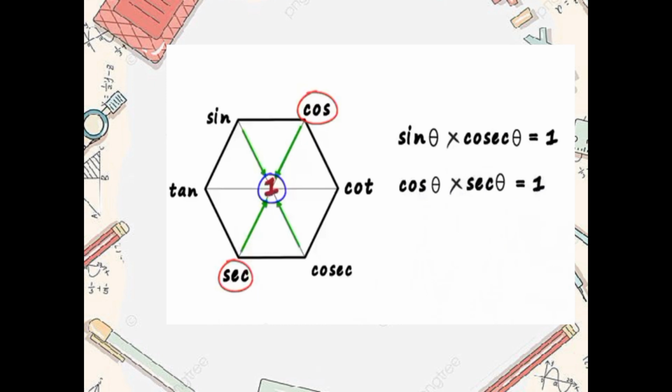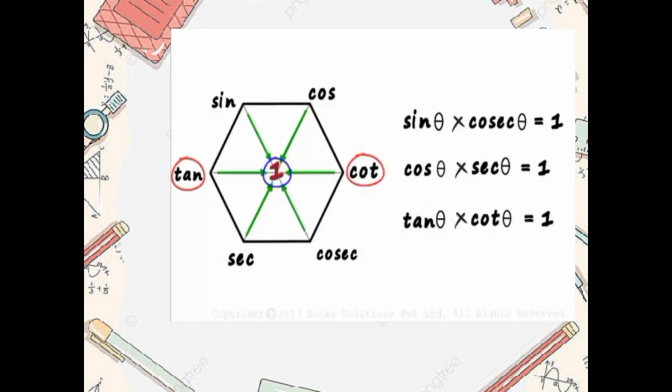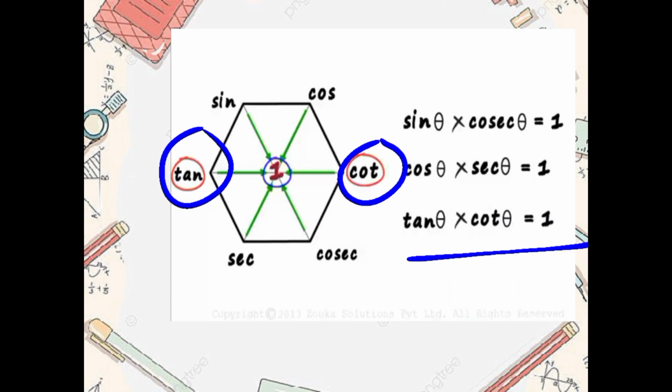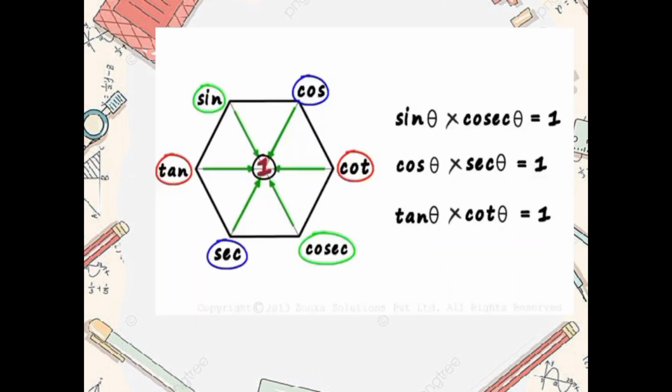So let's move on with the third one. We have now the cot theta and tan theta. If we multiply tan theta to cot theta, we will get this third formula, which is tan theta multiplied by cot theta is equals to 1. So, when functions at diagonally opposite vertices are multiplied, we get a 1.